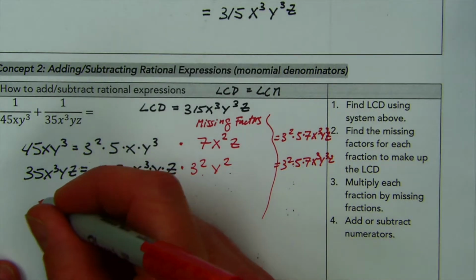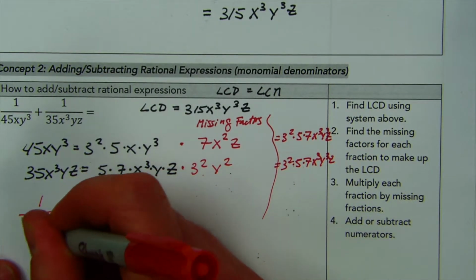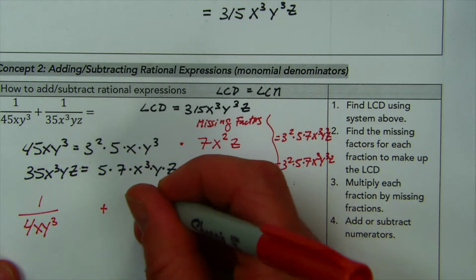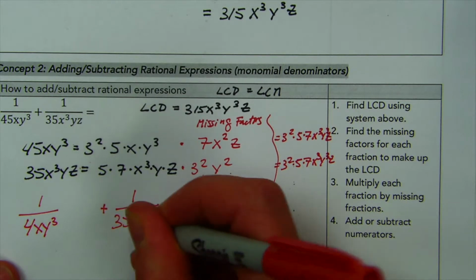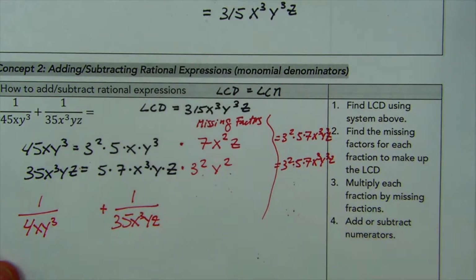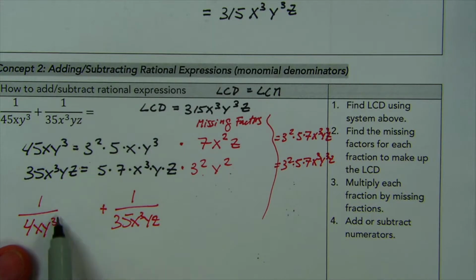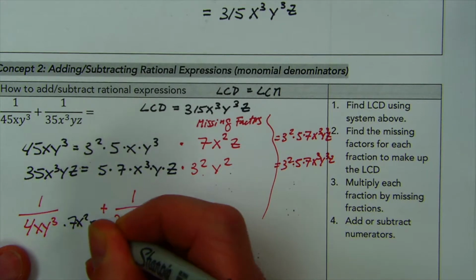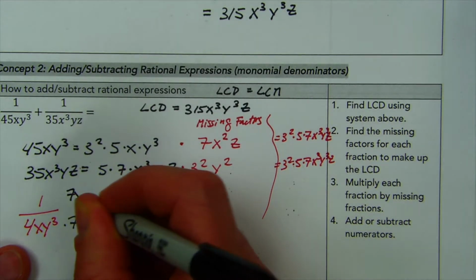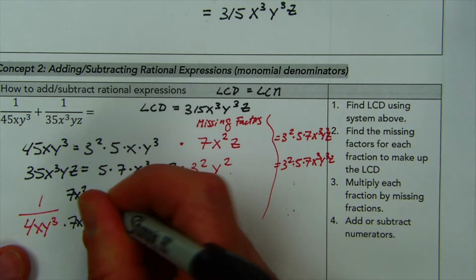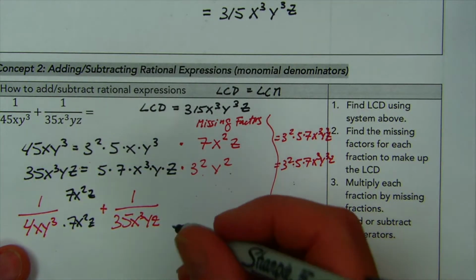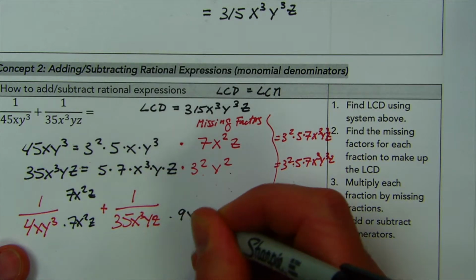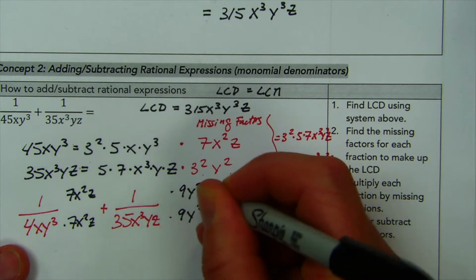So let's rewrite these fractions. I've got 1 over 45xy cubed plus, give yourself a little space here, 1 over 35x cubed yz. What do I need to multiply this, top and bottom, to get to my LCD? I need to multiply by 7x squared z. And this one, top and bottom, what do I need to multiply by? I need to multiply by 3 squared y squared. So basically I need to multiply by 9y squared.